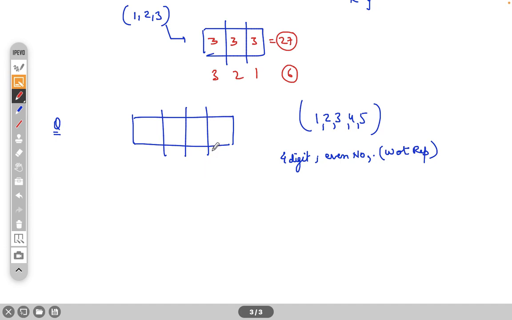Let's see. The primary rule, always remember, is to address the biggest constraint first. Here the biggest constraint is the even number. To make an even number, the last digit can only be filled by an even number, right? So this can be filled in two ways. Out of 5, 1 is used here. Now you can start filling any way: 4 ways, 3, 2. So 48 is the right answer.